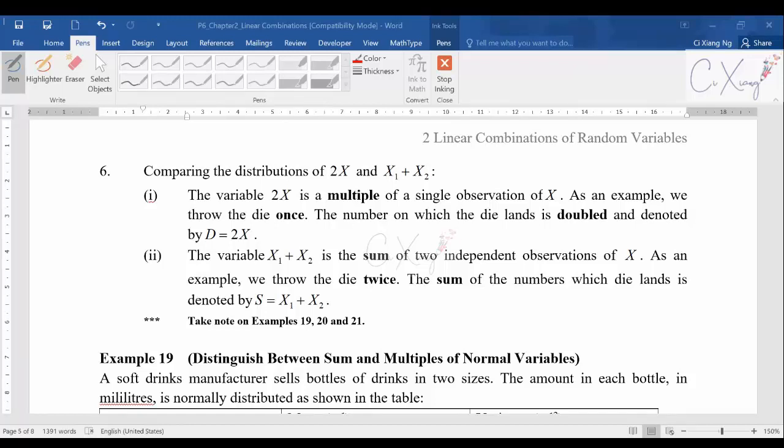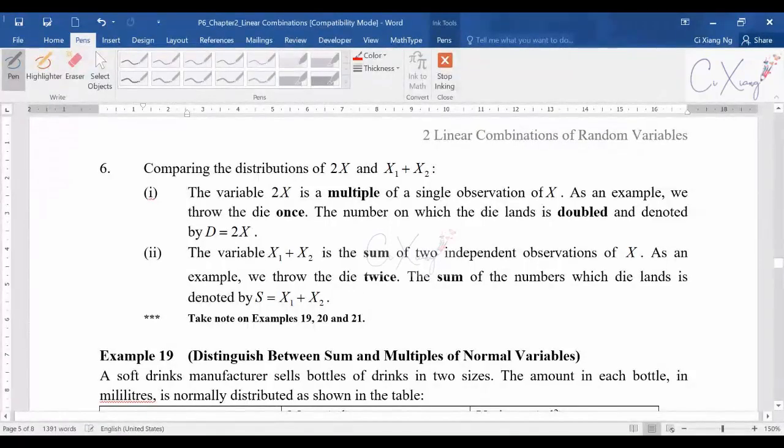So when you are dealing with one particular question, you have to be very clear whether this question belongs to 2x or to x1 plus x2. How to decide it? Generally you have to look at the keyword, or at the sentence that they use in the question. When they are talking about 2x, it is a multiple of a single observation of x. That means you have only one x, but you multiply the value of x maybe 2 times, or 3 times, or 4 times. So that's why we call it a multiple of a single x.